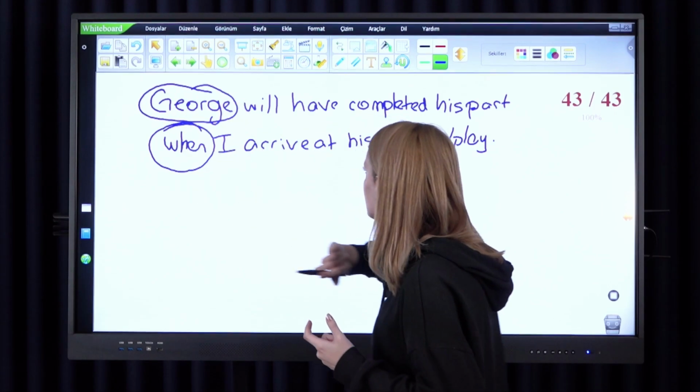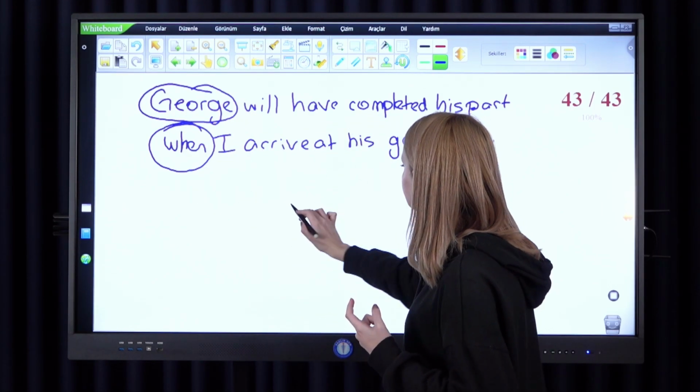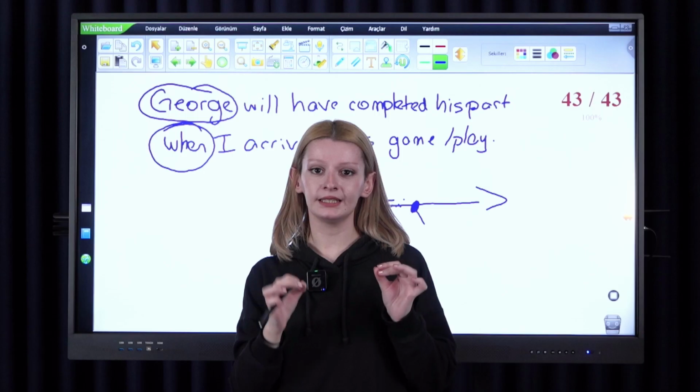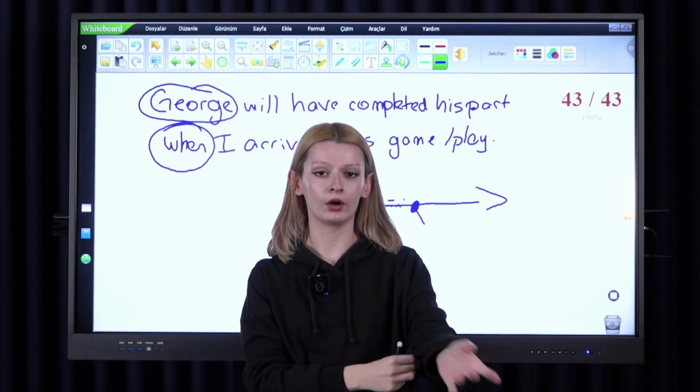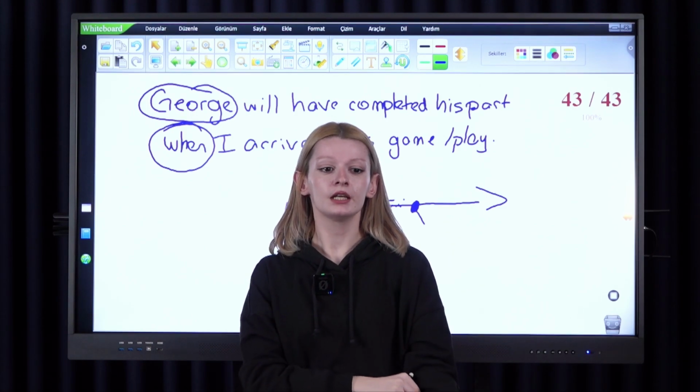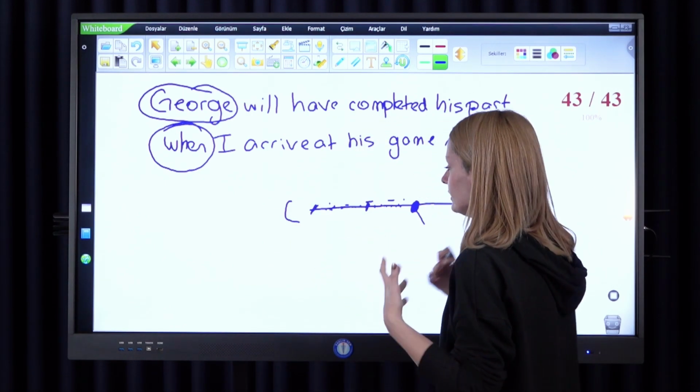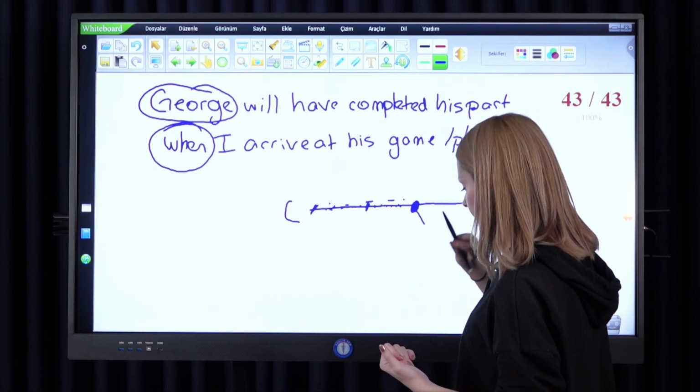My subject is George, and when I arrive, it will happen somewhere here in the future, and he will already have completed his part. We don't know the exact time when that will happen or when it finished, when it started, but all we know is that it is finished. It will have been finished till I arrive.